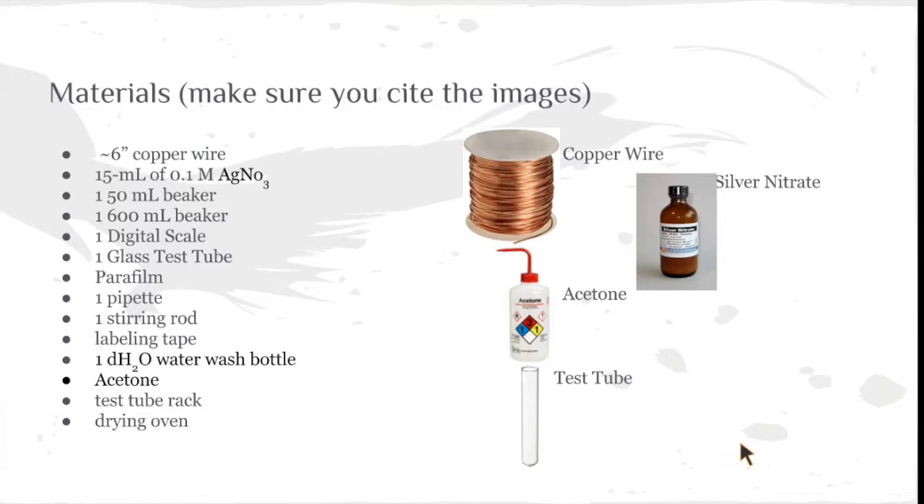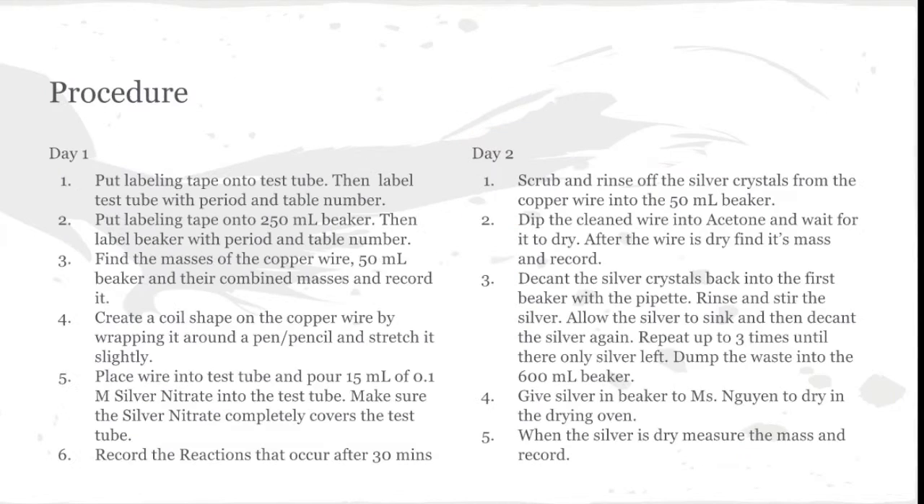The materials needed in this lab are a 6-inch copper wire, 15 milliliters of silver nitrate, one 50 milliliter beaker, one 600 milliliter beaker, one digital scale, one glass test tube, paraffin, one pipette, one stirring rod, labeling tape, hydroxide, water wash bottle, acetone, test tube rack, and drying oven.